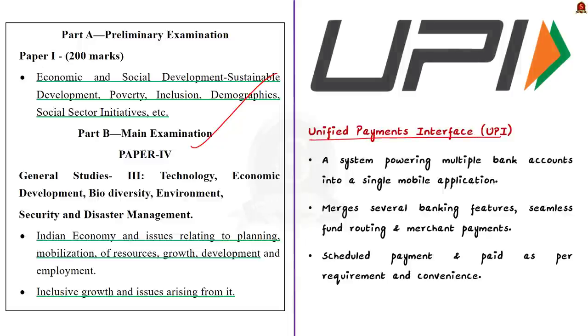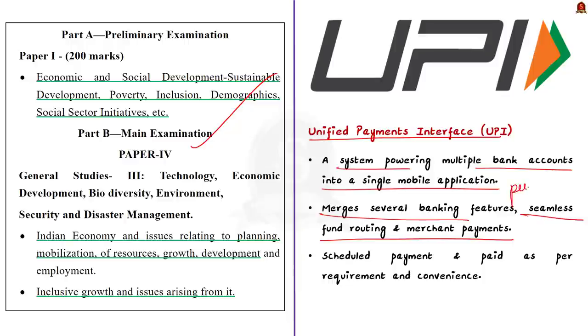First of all, let us see what is meant by UPI. Unified Payments Interface is a system. This system powers multiple bank accounts into a single mobile application. This may be of any participating bank. Here, it merges several banking features, then helps in seamless fund routing and merchants' payments into one hood. It also caters to peer-to-peer collect request.